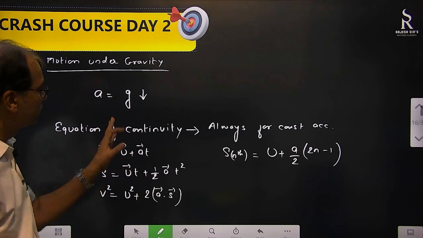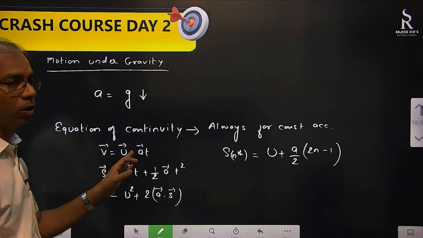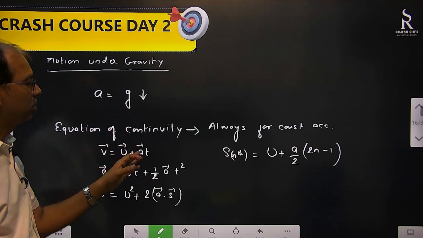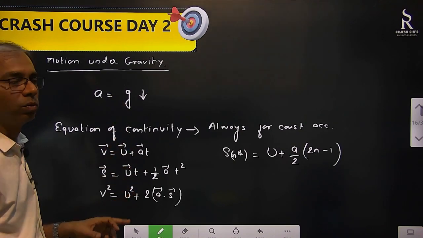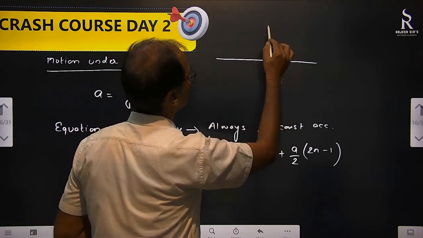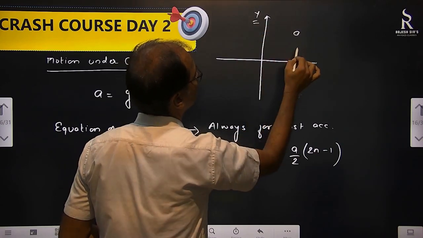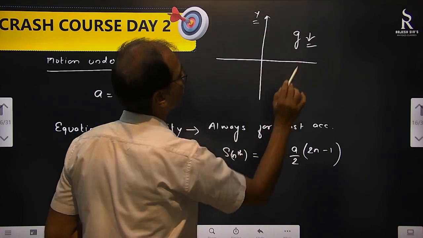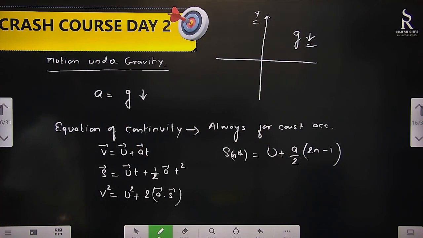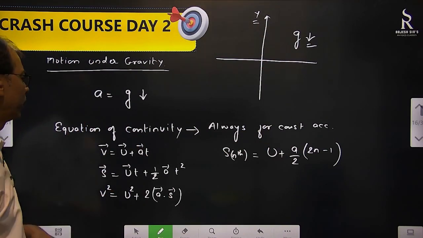Now if I have to use G in this, G will be used as minus J because it's acting downwards. If you see, this is the y axis. G is acting down, so G will be along minus J. Let's see the questions. Then you will understand it in a better way.